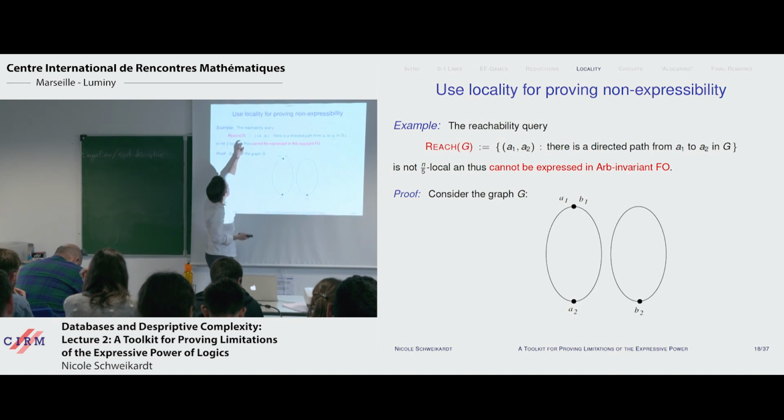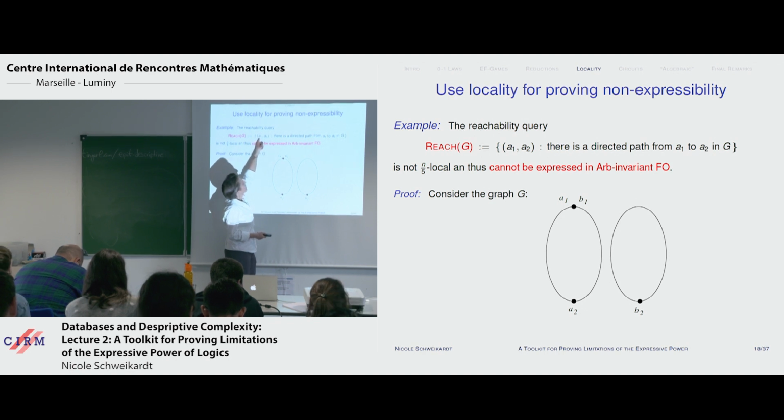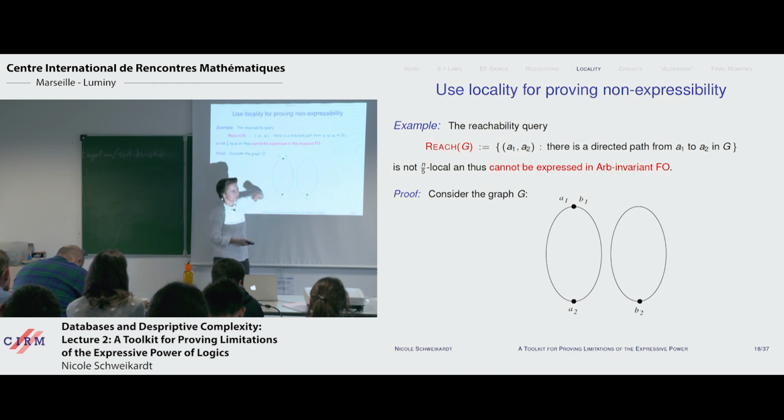So the reachability query means you want to return all tuples of nodes such that there is a directed path from the first node in the tuple to the second. The standard example is a graph that is a disjoint union of two cycles. The length of each cycle is n/2, where n is the total number of nodes. And then what do you take? You take one tuple, A1, A2, that's this here.